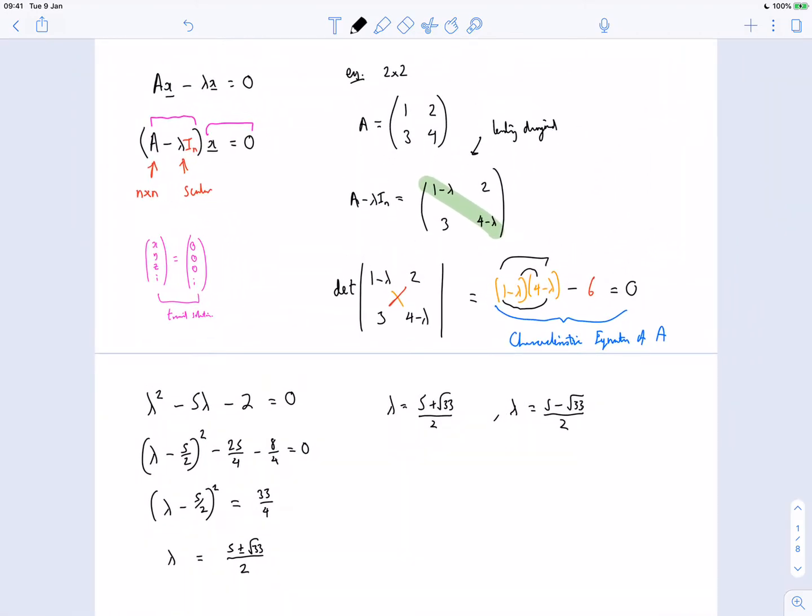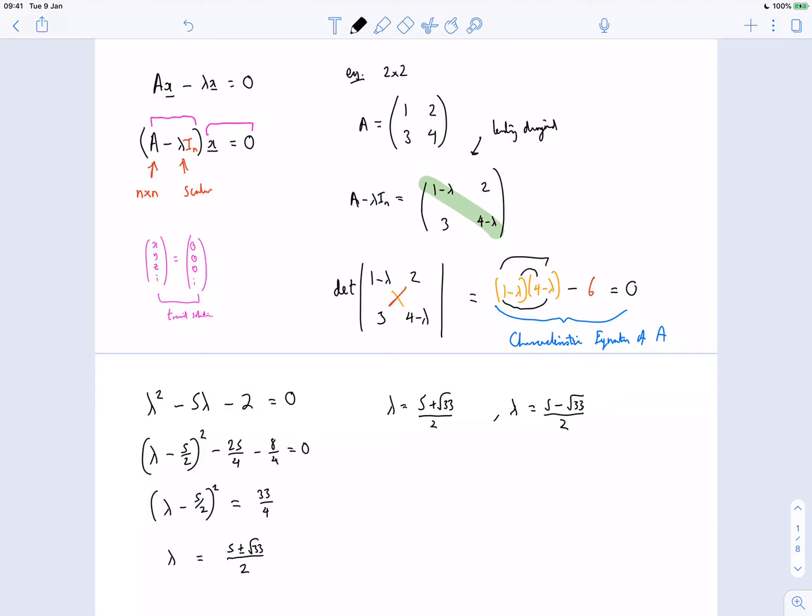So as you'd expect, from a 2 by 2 matrix, we're going to have two eigenvalues. They may be the same, they may not be, they might not even exist. It depends on the characteristic equation of A.